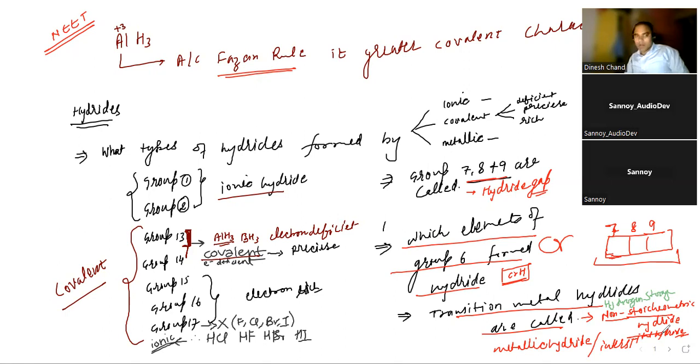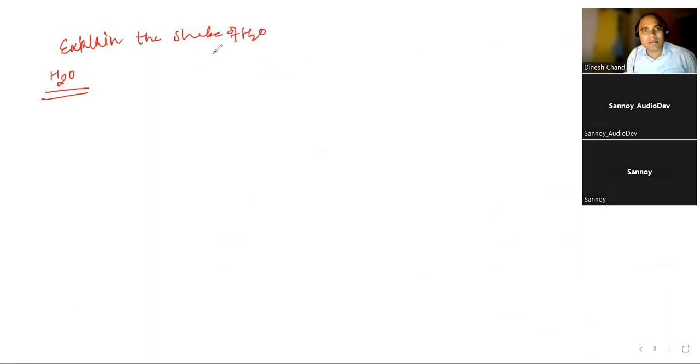So done. Now you are saying we need to study water also, right? Yes, water. Explain the shape of water. The shape of water is bent. What is the bond angle? Sir, I cannot remember the bond angle. The bond angle is 104.5 degrees. Why bent shape?